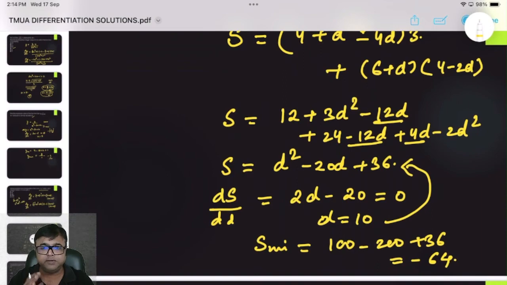I hope you understood. First I differentiated the function to find the slope. Then I substituted x equal to 2 because they're finding the least value of the gradient when x is 2. On putting x equal to 2, I got an equation of the slope, which is d square minus 20d plus 36. And then I differentiate it again to minimize it, so ds by dd, with respect to d, I'm now differentiating. It will give me 2d minus 20. Now if I put it equal to 0, d is 10. So I'll put 10 back into the expression and it will give me the minimum value of s. I hope you understood this.